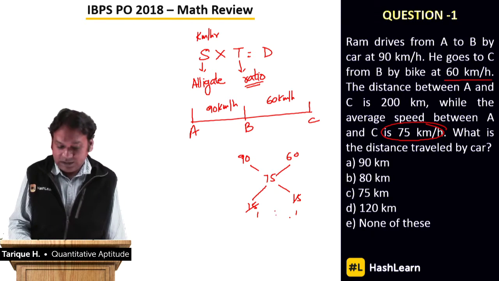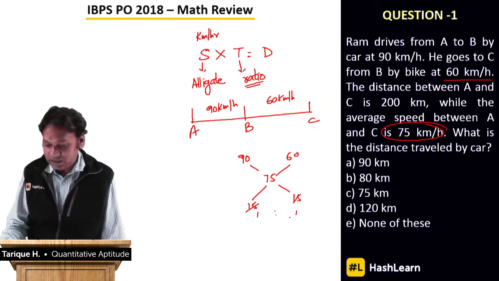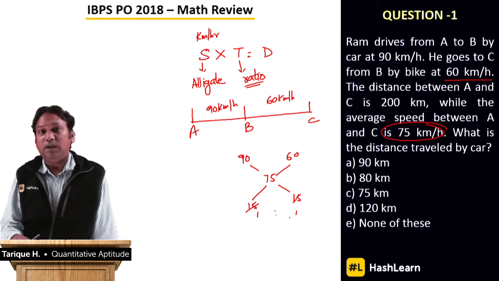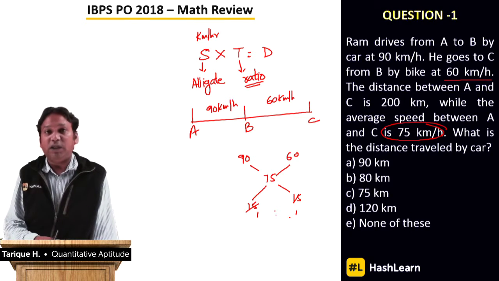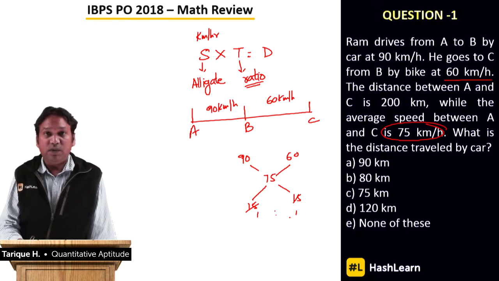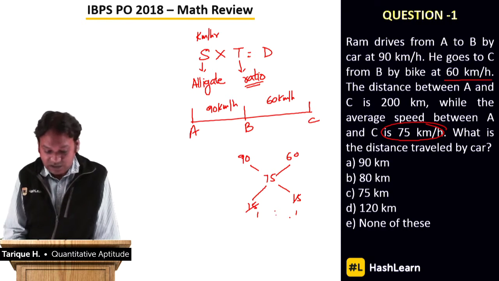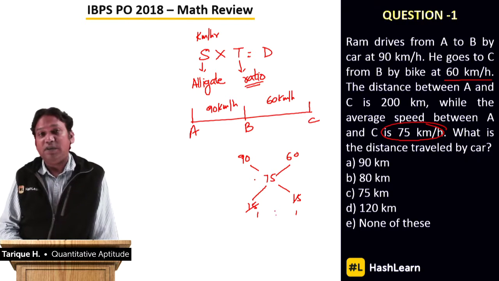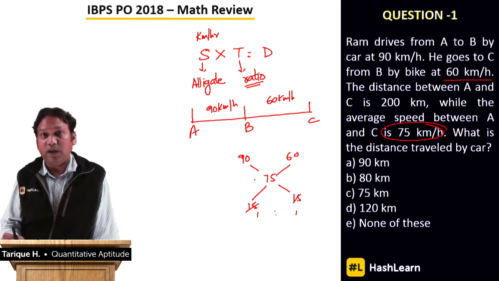And if you know this concept, you don't have to do anything. Just look at the question. 90 kilometers per hour, 60 kilometers per hour, 75 kilometers per hour is the average speed. What you do is you simply take this ratio 1:1. The time taken from A to B and the time taken from B to C is the same. The ratio is 1:1.